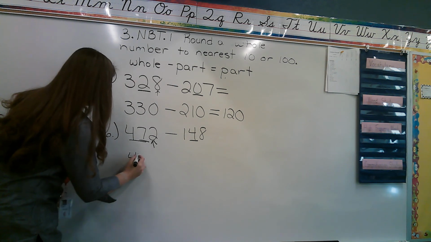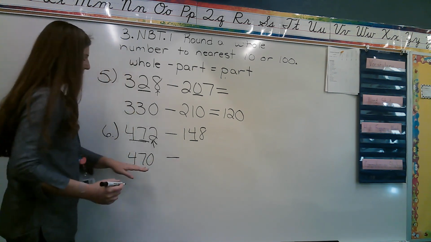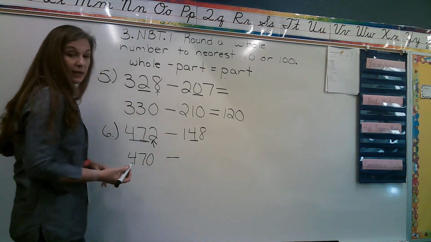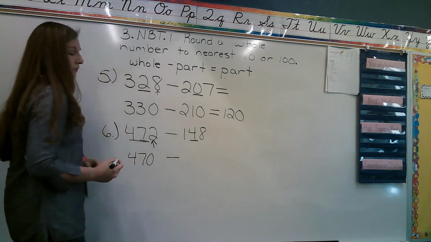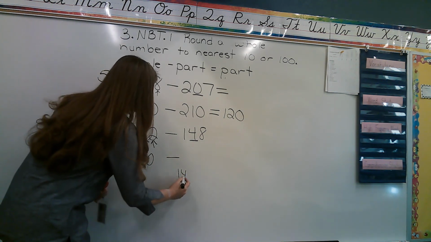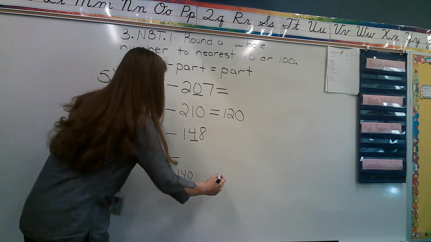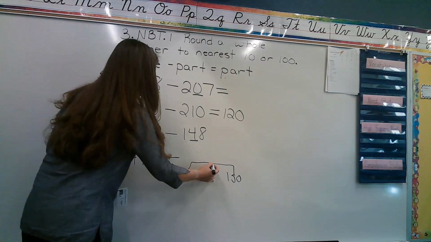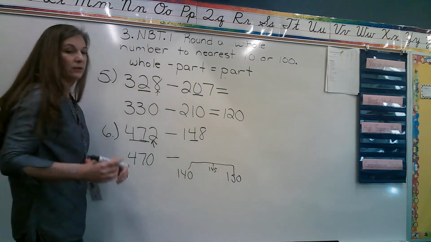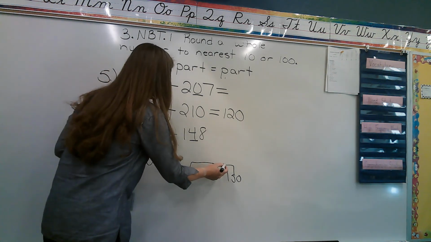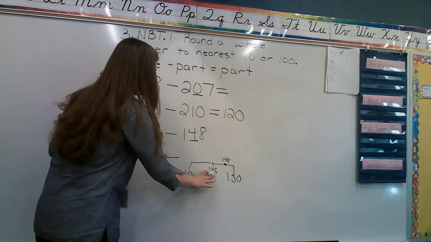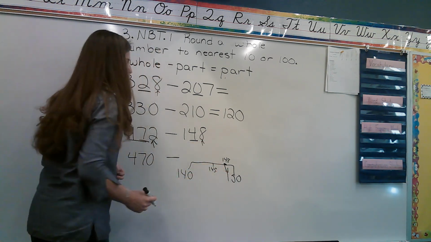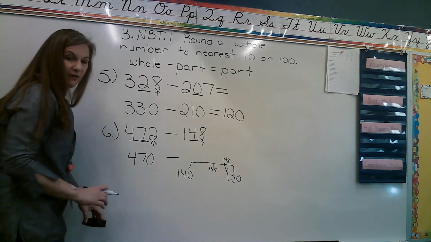Okay, so we have 470 minus 148. So 140 is going to be our focus. It's going to either round to 140 or 150. Again, 5 is in the middle. Hopefully that's kind of been ingrained in you by now. 148 is past the 145 in our ones place. And so that tells us we're going to round to 150.